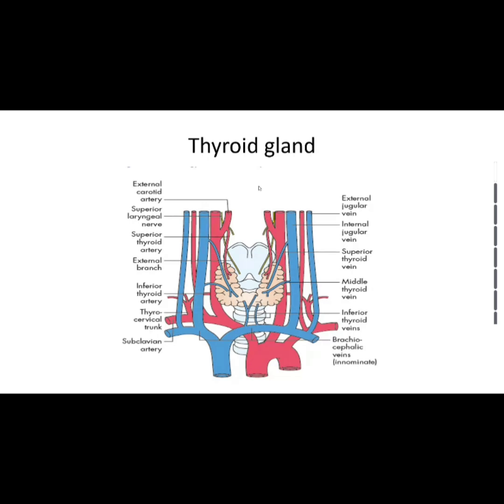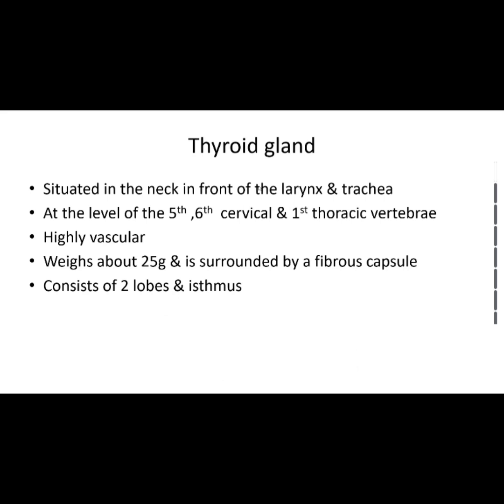So it's situated in the front of the neck, in front of the larynx and trachea, and you can see the level: the fifth and sixth cervical vertebrae, that is the neck, and then the first thoracic vertebra. That is the level at which the thyroid is located. As I said, it's usually highly vascular, with all those supplies and the anastomoses within the thyroid gland. So it has a lot of blood vessels, and even during surgery you can have a lot of bleeding.